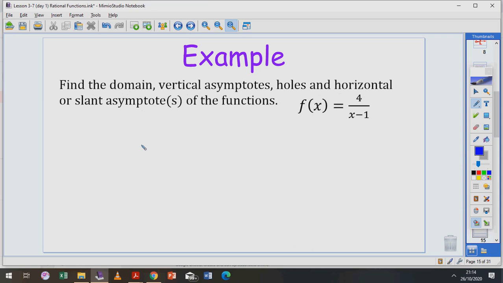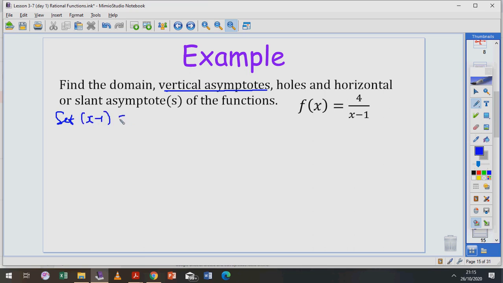Right, we have an example where we try to bring everything together. Find the domain, vertical asymptotes, holes, and horizontal or slant asymptotes of the function. Since the degree of the numerator is less than the degree of the denominator by 1, I know for sure that the horizontal asymptote is going to be y is equal to 0. But before I get there, let me start with the vertical asymptote. Remember, a vertical asymptote is the point where the function is undefined, and I just need to set the denominator to 0.